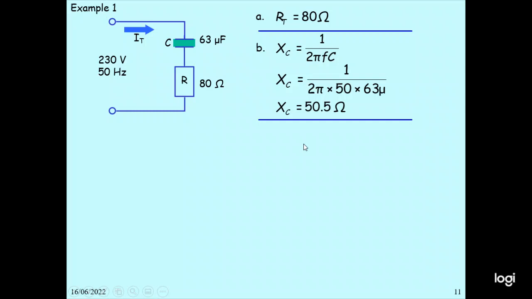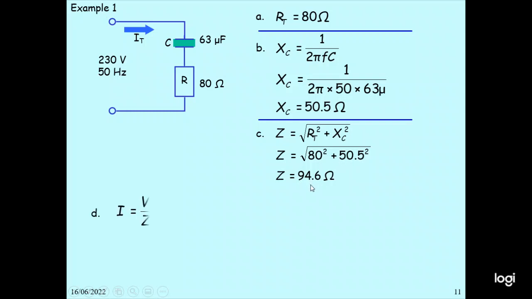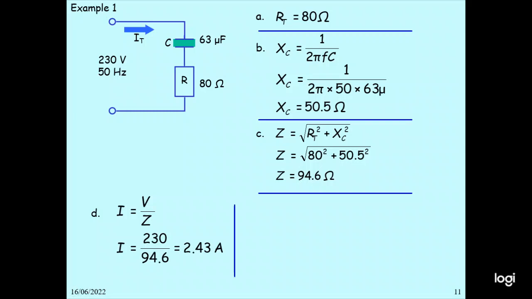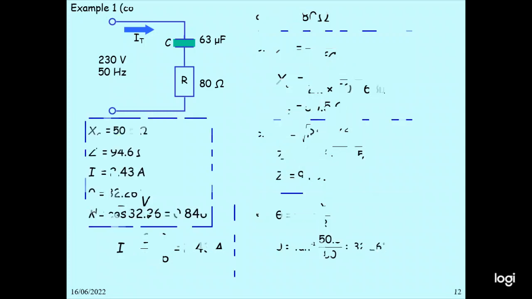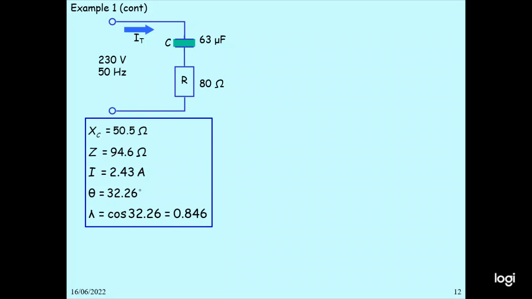Z is equal to the square root of R square plus XC square. So 80 square plus 55 square, square root, you get 94.60. I is V by Z, so the voltage 230 by 94.6 gives 2.43 ampere. Theta is tangent inverse of XC by R, so tangent inverse of 55 by 80 gives 34.26. So this is the way we calculate XC, Z, I, theta, and the lambda value.